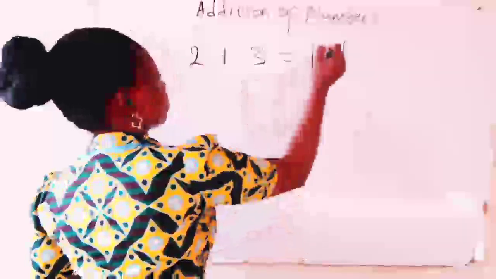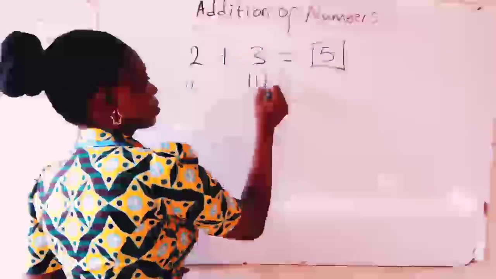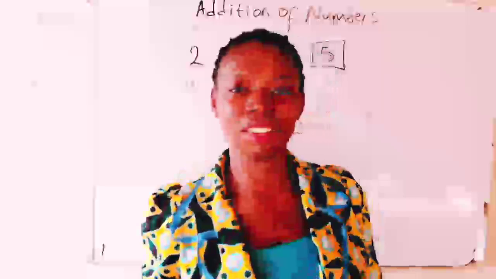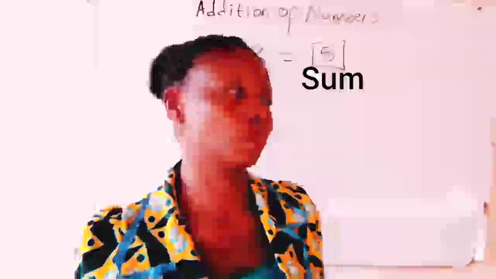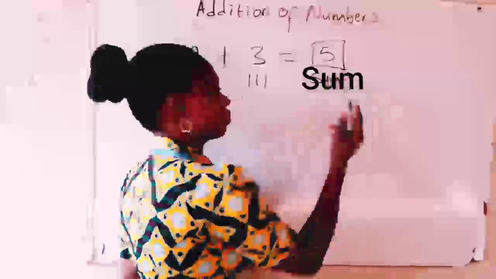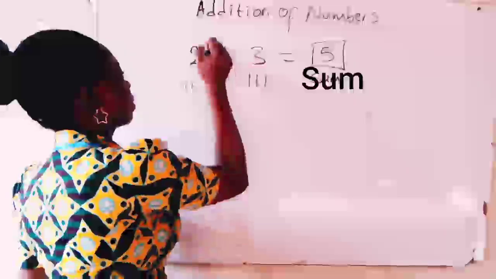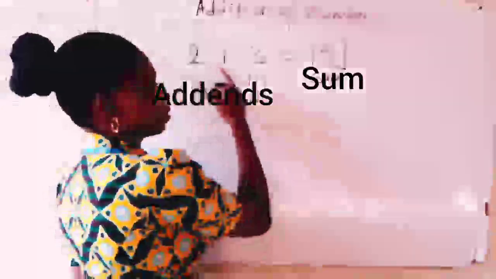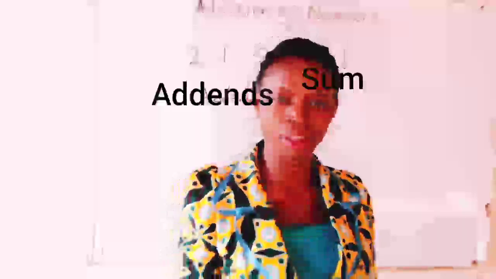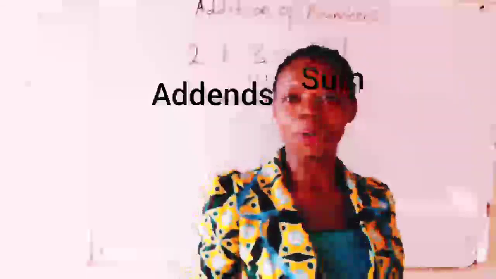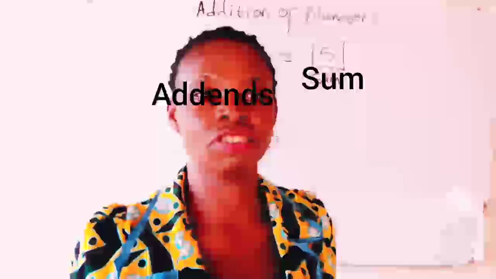2 plus 3 is equal to 5. And the result we get after addition is called the sum. 5 is our sum. The 2 numbers we added together are called addends. We add 2 and 3 to get 5, which is bigger. Whenever you are adding, the answer is always bigger. That's the sum. Alright, today we're going to be focusing on addition of 2-digit numbers.